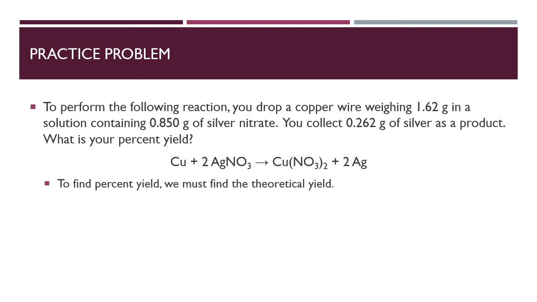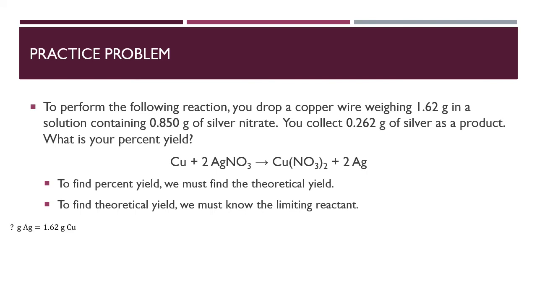All right, so like we just said, to find the percent yield, we must find the theoretical yield first. And to do that, we have to know the limiting reactant. So recognize the question tells us already what our actual yield of silver is. You collect 0.262 grams of silver. So I am going to find how much silver each of these reactants could produce. I want to know how much silver my 1.62 grams of copper could produce. I also want to know how much silver my 0.850 grams of silver nitrate could produce.